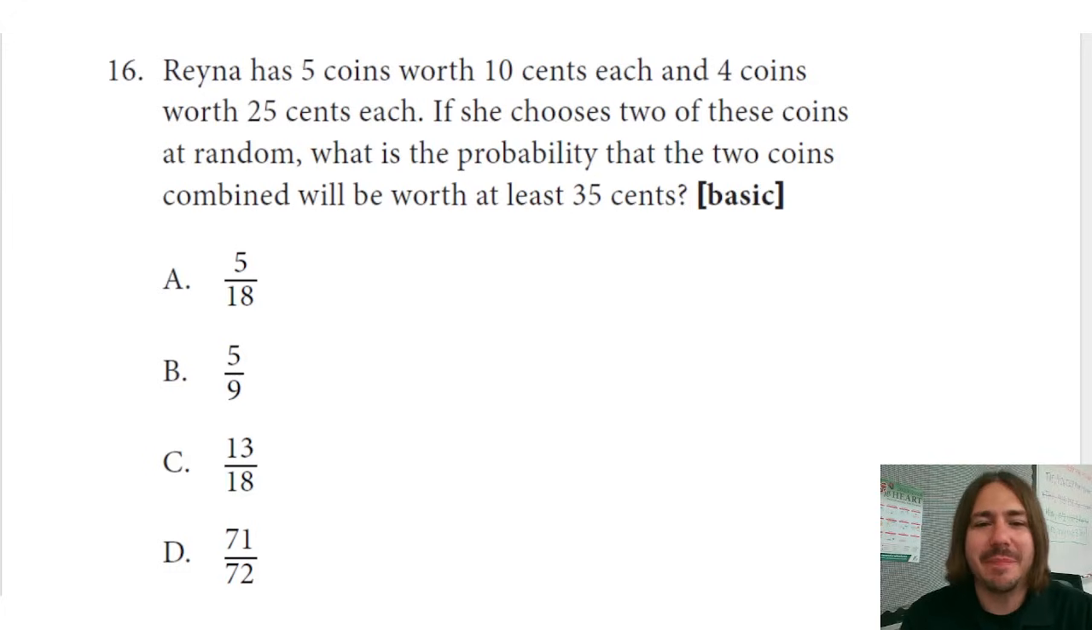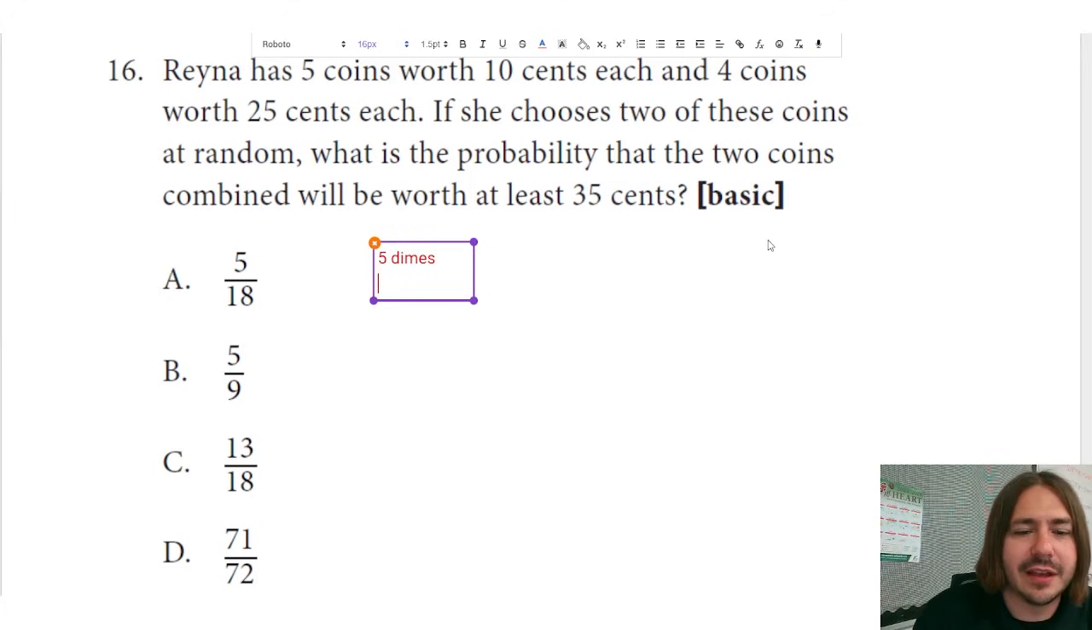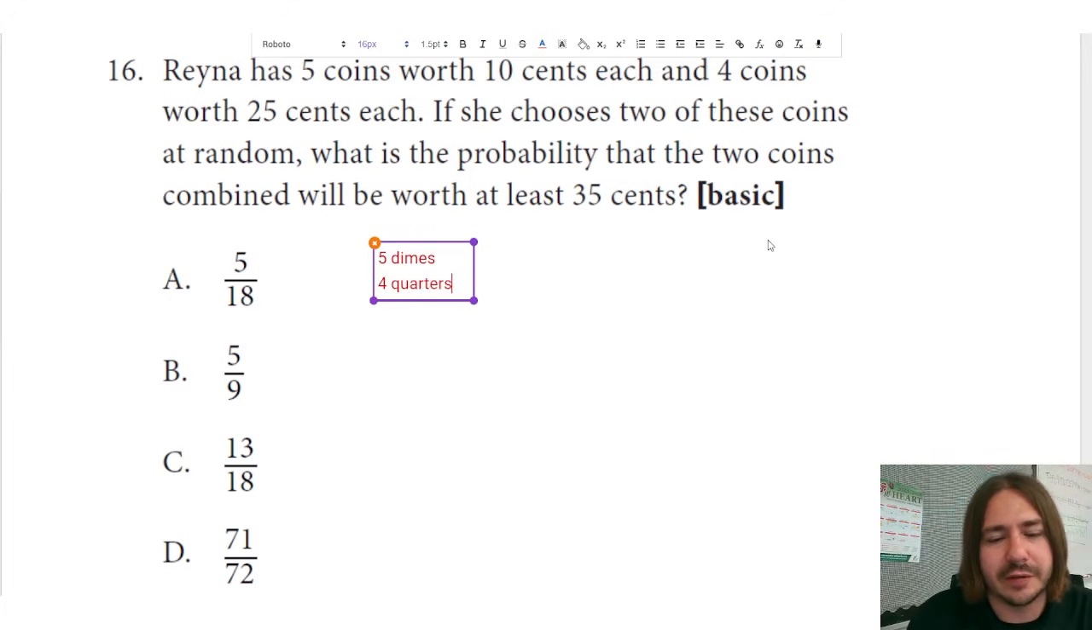Hey y'all, welcome back. Number 16 says Raina has 5 coins worth 10 cents each and 4 coins worth 25 cents each. I'm not sure why they don't just come out and say it. I guess they don't want to assume that you know what coins are worth 10 cents and what coins are worth 25 cents, but I mean, come on. Let's simplify this first sentence and just say that she's got 5 dimes and 4 quarters. Okay, the dimes are worth 10 cents and the quarters are worth 25 cents.